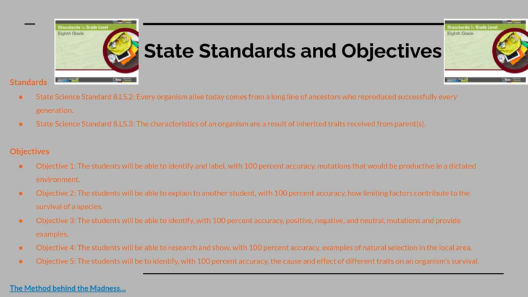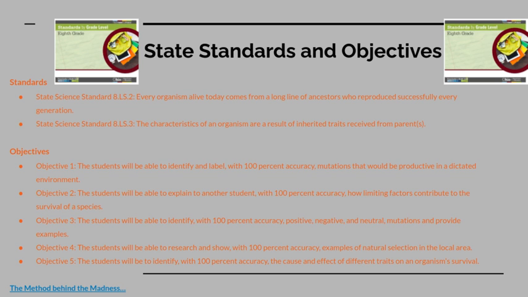So here's my 5 learning objectives. Typically, I will use about an objective a day. Sometimes it turns out to be more or less than about a day. So I essentially just want to be able to see that students are able to identify mutations that are productive in their environment. I want students to understand how limiting factors contribute to their species, or their population of their species. We do need to understand the difference between a positive and negative and a neutral mutation. There are mutations that are harmless, that don't help species, and there's some that do hurt species.